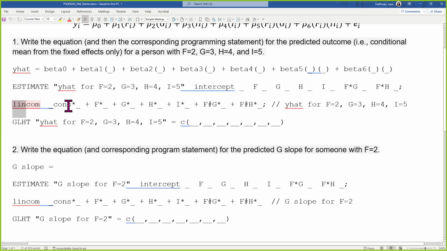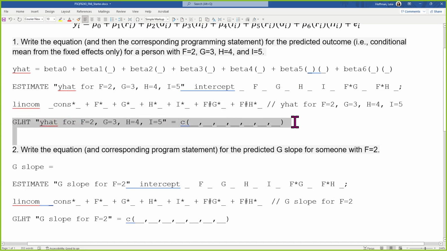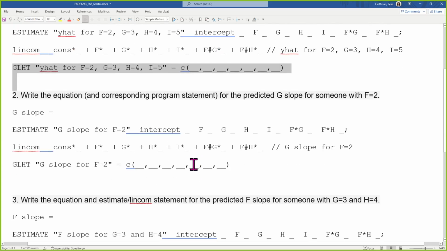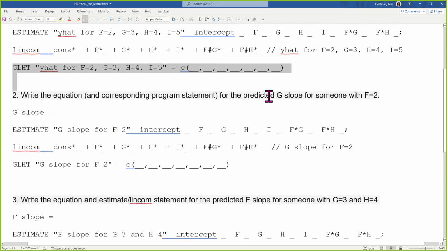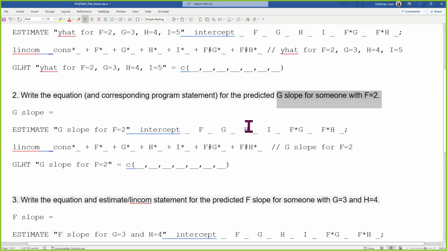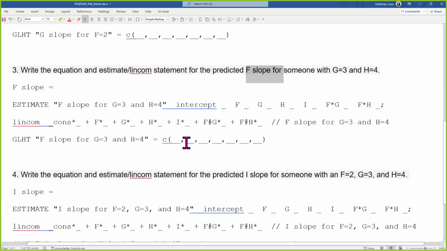If you were going to write a LINCOM statement in Stata, it would look like that, minus the semicolon. And if you were going to write a GLHT statement in R, the interior of it would look like this. So this is what I mean by write a programming statement, is one of these three. So this is a Word document that you can use as a structure. You can copy it over and put it in iCON for the quizzes. So then, for instance, write the equation for a predicted G slope for somebody with an F of 2. That's what we'll talk about today, a predicted F slope and a predicted I slope.